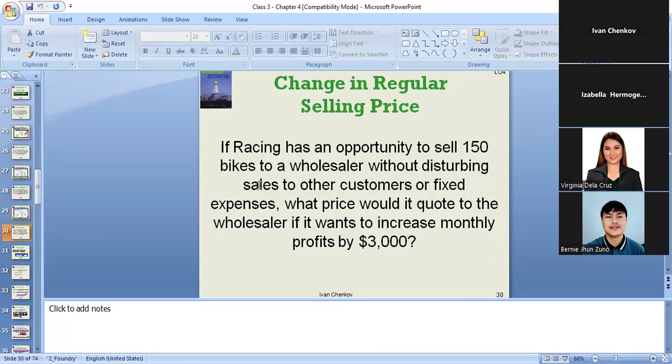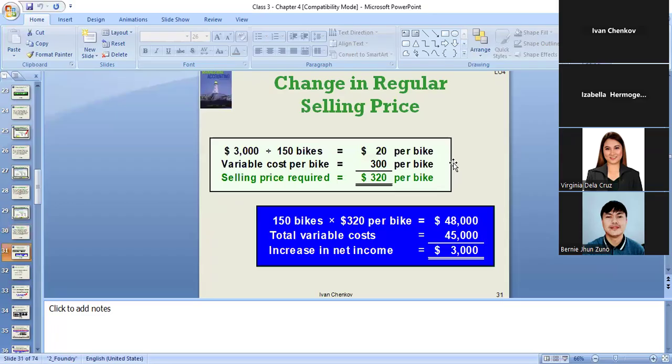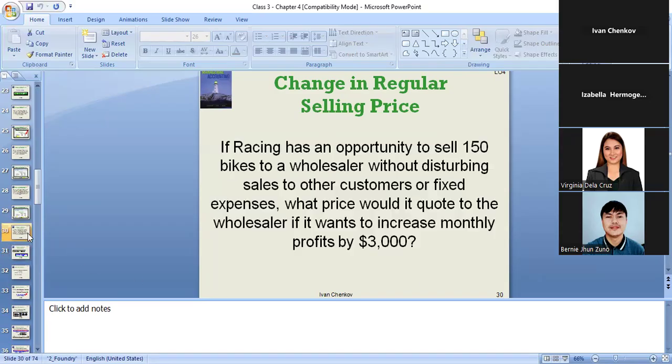So if the company has the opportunity to sell 150 bikes to the wholesaler without disturbing sales to the other customers or fixed expenses, what will be the quote price if we want to increase our profit by $3,000? We can approach this case two ways. First, we want $3,000 and they want to purchase 150 bikes.